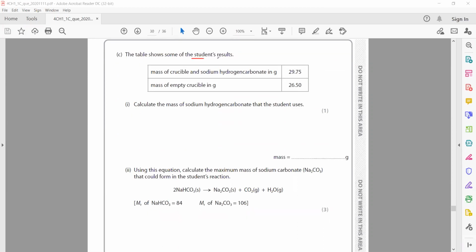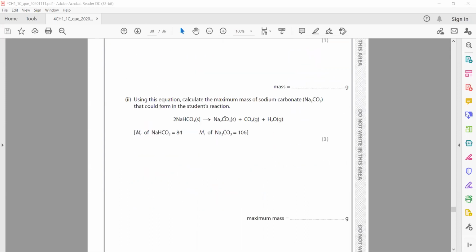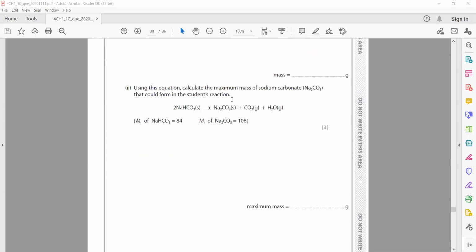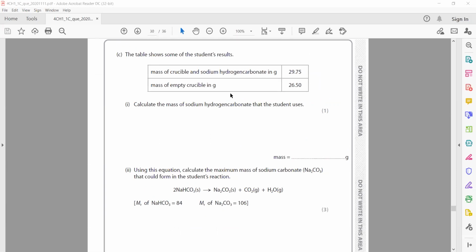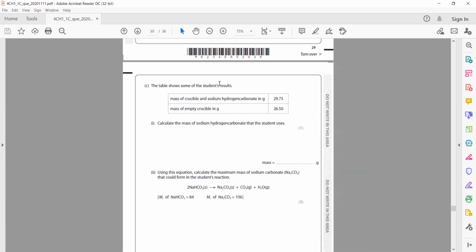The table shows some of the student's results, the mass of the crucible with sodium hydrogen carbonate, and the empty crucible. What is the mass of sodium hydrogen carbonate? So you take the difference, and you get the mass of sodium hydrogen carbonate. And use the equation to calculate the maximum mass of sodium carbonate that could be formed. So how can we use this equation? This is related to the moles part.